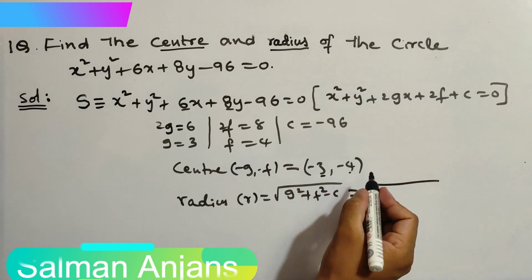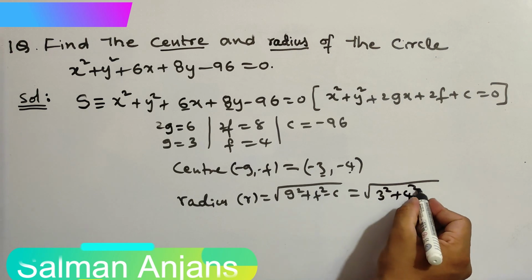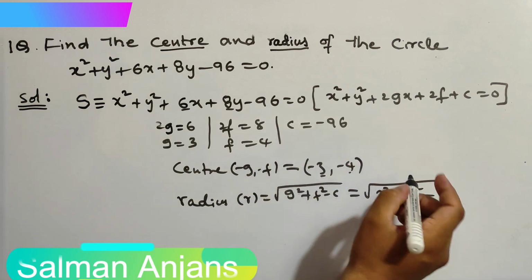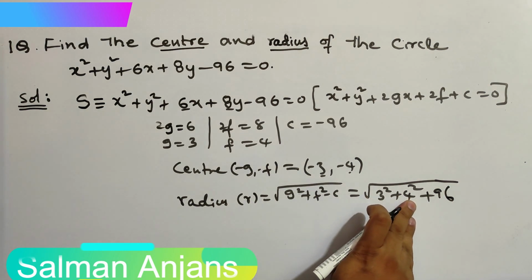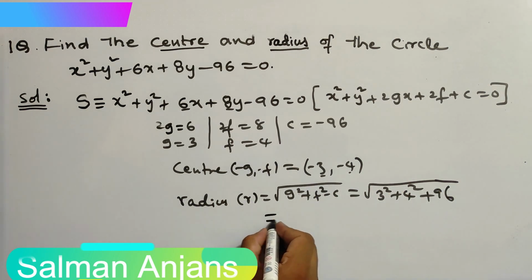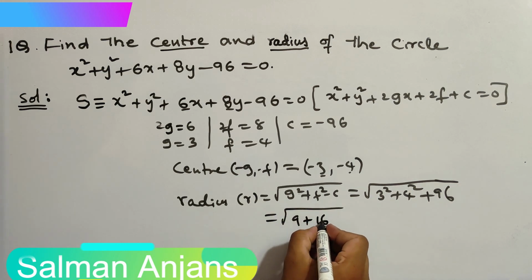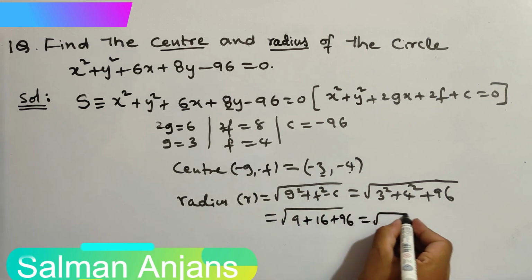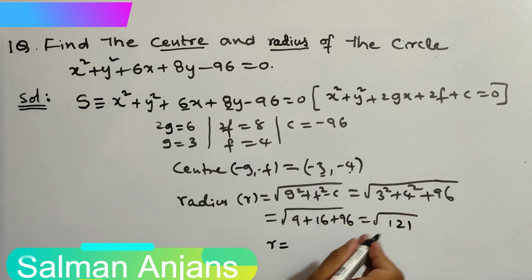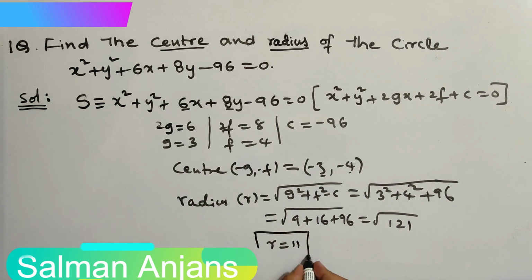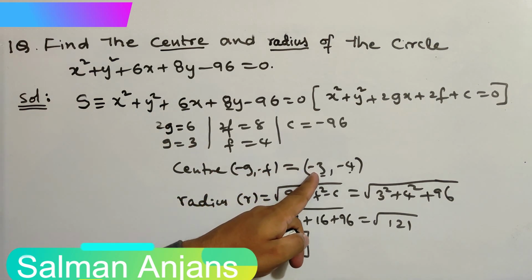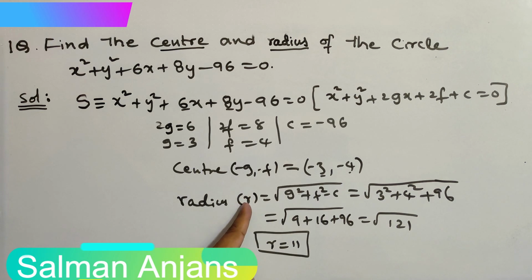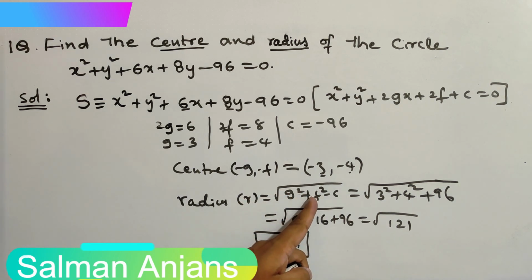So these are the values of g and f: 3 square plus 4 square minus of minus 96. 3 square is 9, 4 square is 16, plus 96. 9 plus 16 plus 96 is root 121, and we know that root 121 is 11. So for the given circle, its center is minus g, minus f, that is minus 3 comma minus 4, and the radius is r equals root g square plus f square minus c, that is 11.